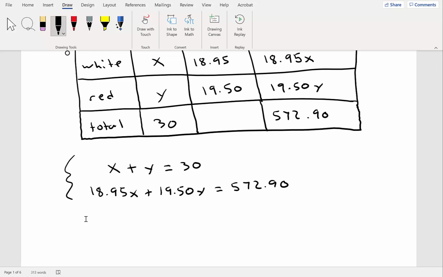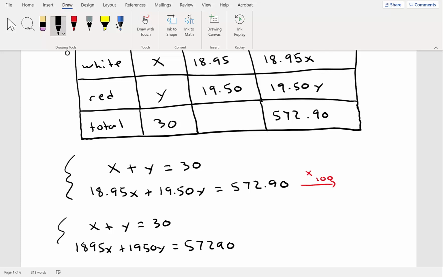Now, one thing that I'm going to do over here, I'm going to keep my first equation the same. And I want to get rid of all those decimals in my second equation, just to make it a little bit easier. So I'm going to go ahead and multiply that second equation by 100. That way I can eliminate all those decimals. So I have 1895x plus 1950y. This has to be equal to 57,290. Okay, so now we're left with this equation without any decimals.